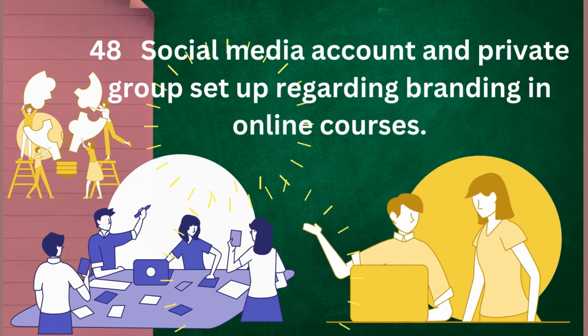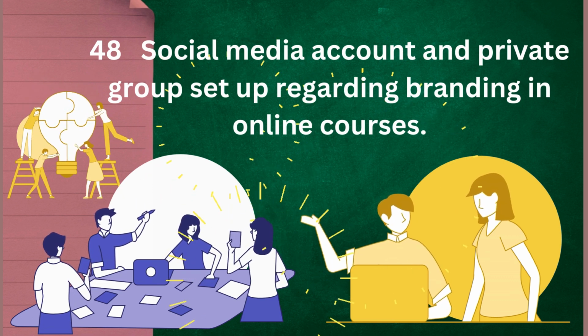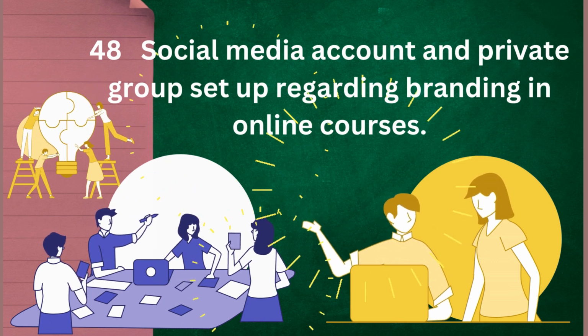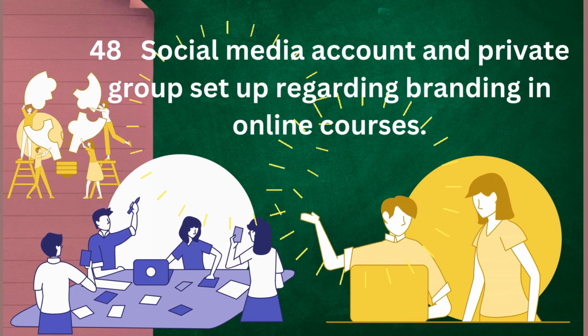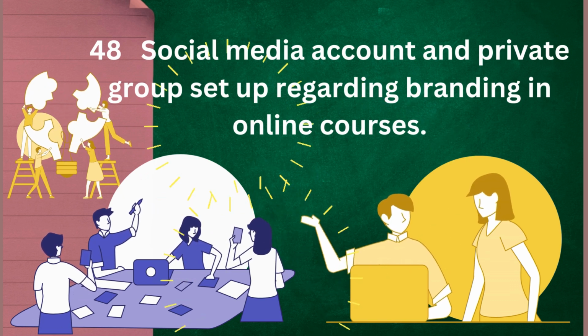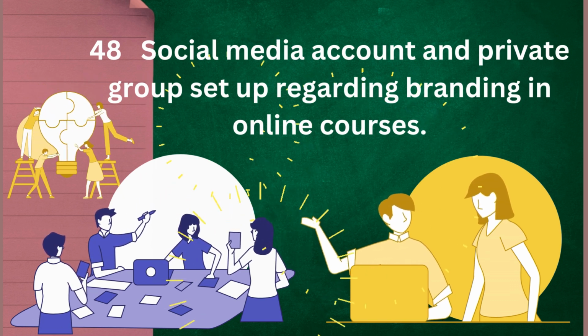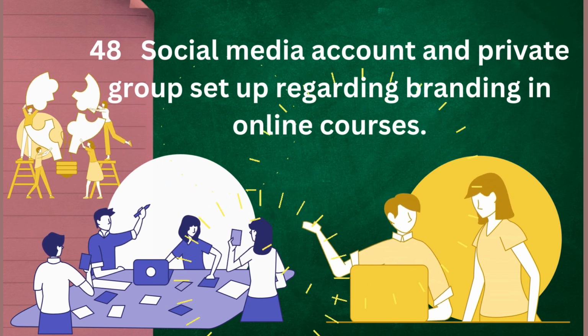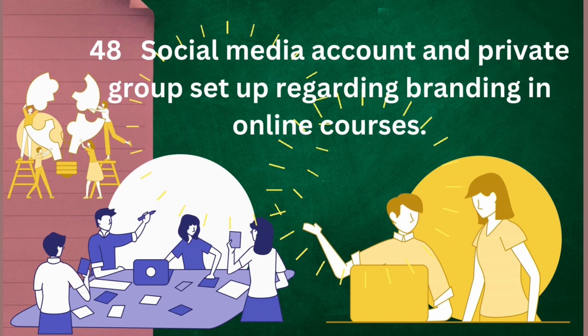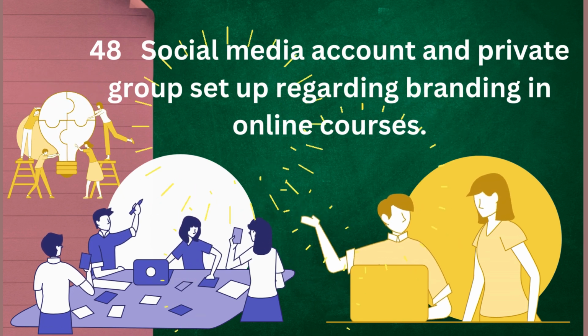6. Set up a private group. A. Choose a platform for your private group, such as Facebook groups, LinkedIn groups, or Slack channels, based on your audience preferences and needs. B. Create clear guidelines and rules for the group to ensure a positive and supportive community environment. C. Regularly post content, discussion prompts, and resources to keep members engaged and active in the group.